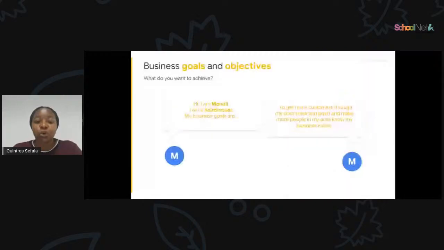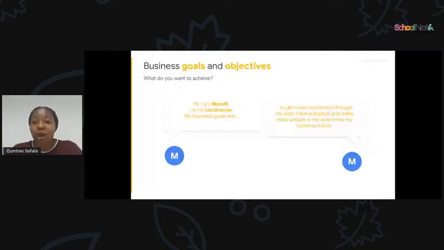And this goal, we're going to read Mondley's, right? Mondley is a hairdresser. He says, "Hi, I'm Mondley. I'm a hairdresser, and my business goals are to get more customers through my door, new and past." So what you see here is that a successful business is based on both our goals and objectives. And we need to clarify the purpose of our businesses and identify the necessary actions that are required.